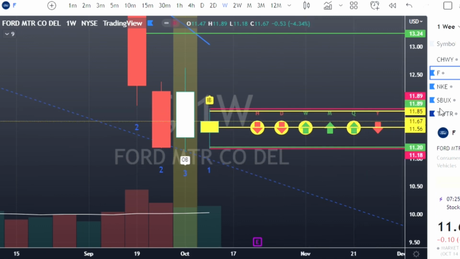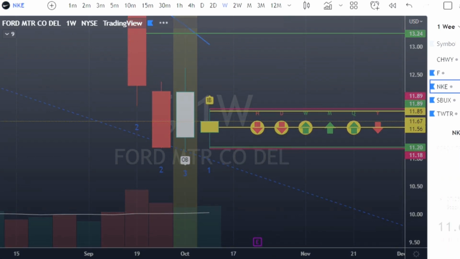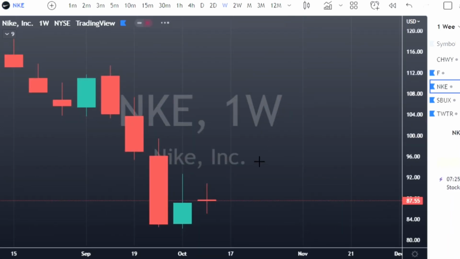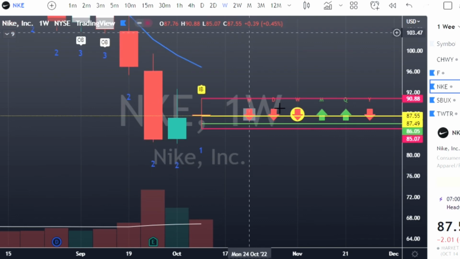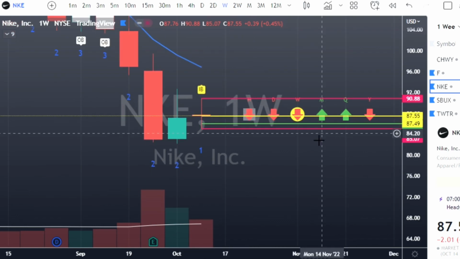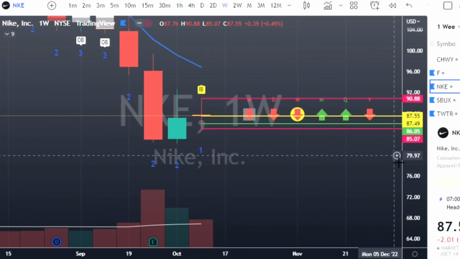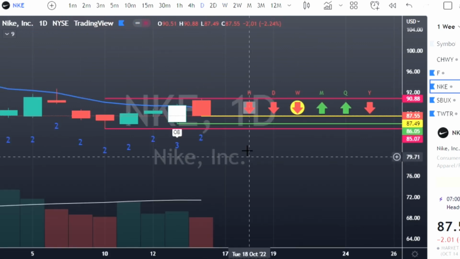Hey, next up we've got Nike. NKE has this 3-1? It's an inside bar. So we can look for calls on Nike at 90.88, puts at 87.49. And again, there's a setup on the daily looking to trend down on the day.